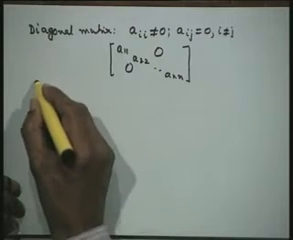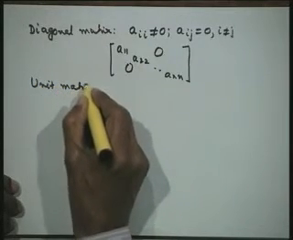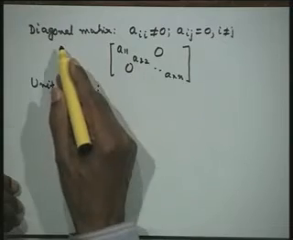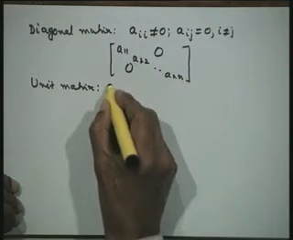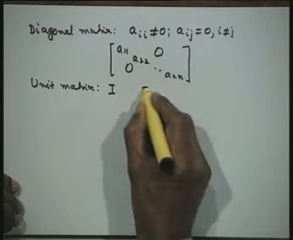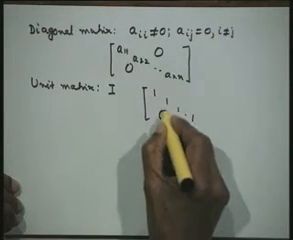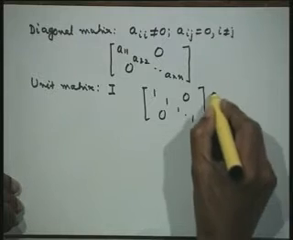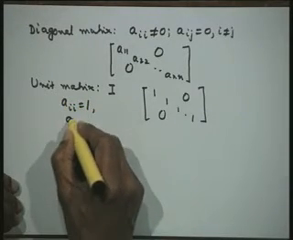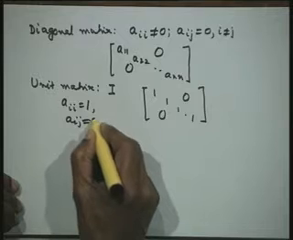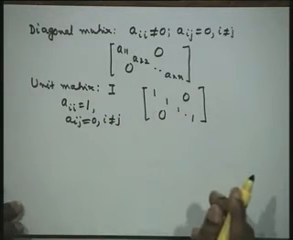Then we need a definition of the unit matrix also. A unit matrix is a diagonal matrix with all diagonal elements as 1. So we shall denote this by I, and the definition of this is simply 1 1 1 1, and the rest are all zeros. That means we are taking all elements Aii equal to 1 and all off diagonal elements equal to 0 for i not equal to j. We have this as a unit matrix.